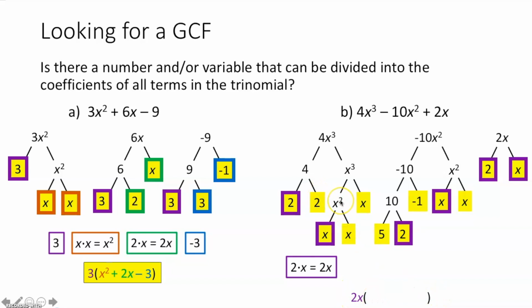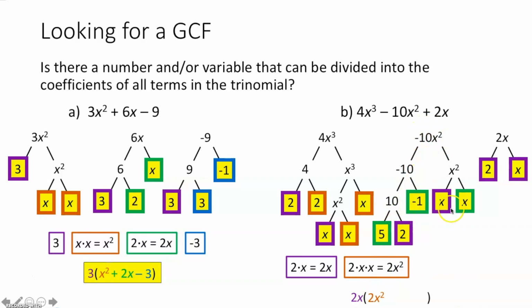So from the first term, what's left? 2 times x, that's 2x squared. So that's going to go first in the parentheses. Then what's left in our second term? 5 times -1 times x, that's -5x. So we write -5x in our parentheses. And then lastly, well, there's nothing left over here, right? We took that out for our GCF. So if there's nothing left, you write +1.